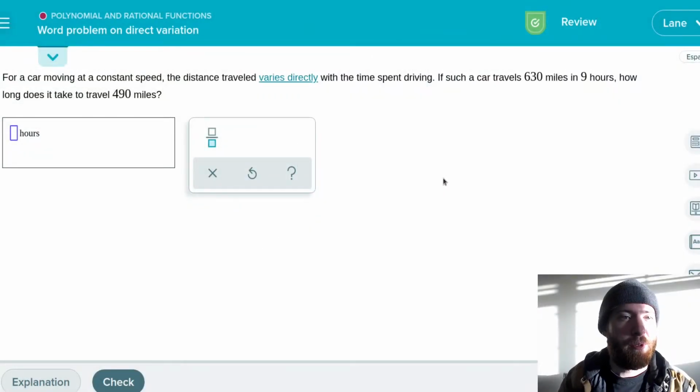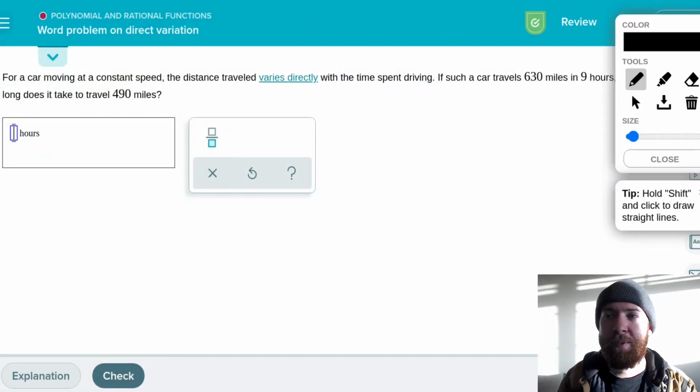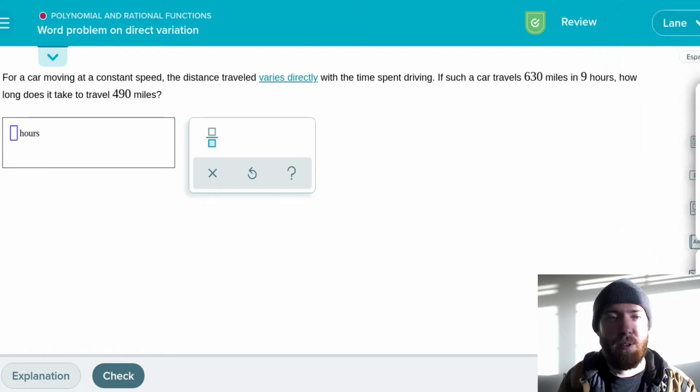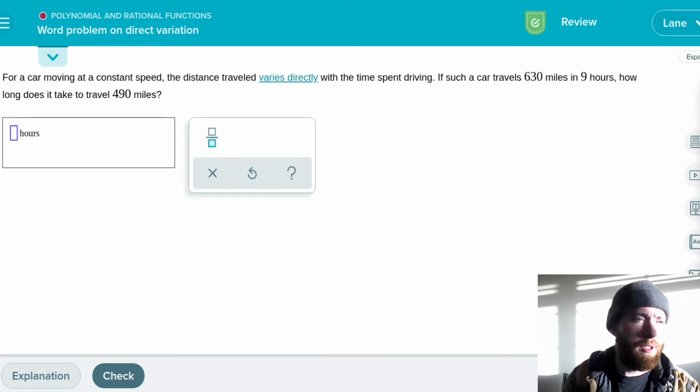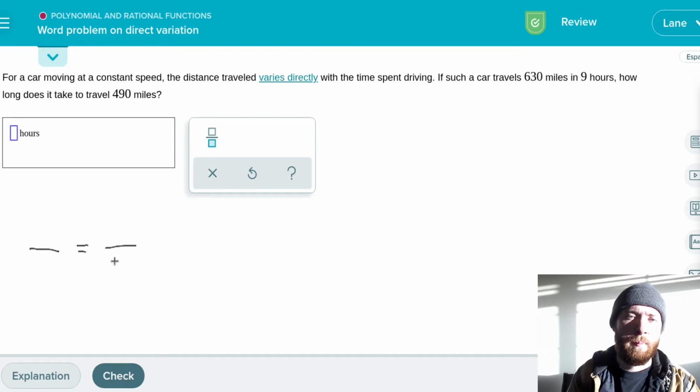Let's talk about word problems on direct variation. In these problems, you're going to be able to write a proportion, okay? You're going to be able to write the two ratios are equal. Ratios are fractions. So using the information in this problem, we should be able to write something like one fraction on the left-hand side equals another fraction on the right-hand side.